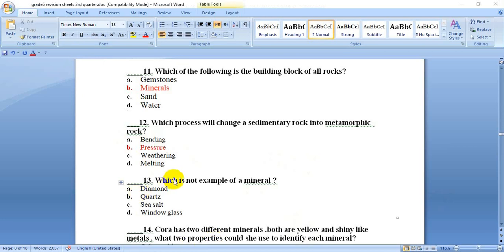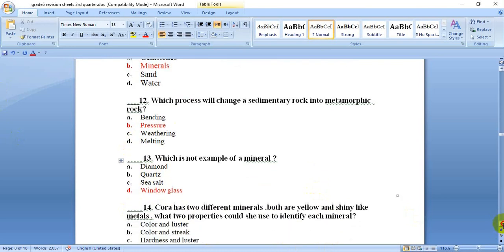Question 13, which is not an example of a mineral? Which one here is not a mineral? Diamond, quartz, sea salt, window glass. Diamond is a mineral, the hardest one. Quartz also is a mineral. Sea salt is called halite, also a mineral, but the window glass is not a mineral. So we will choose letter D, window glass.